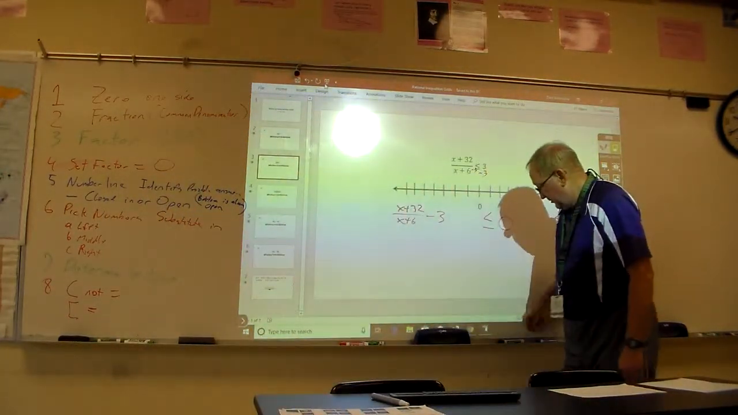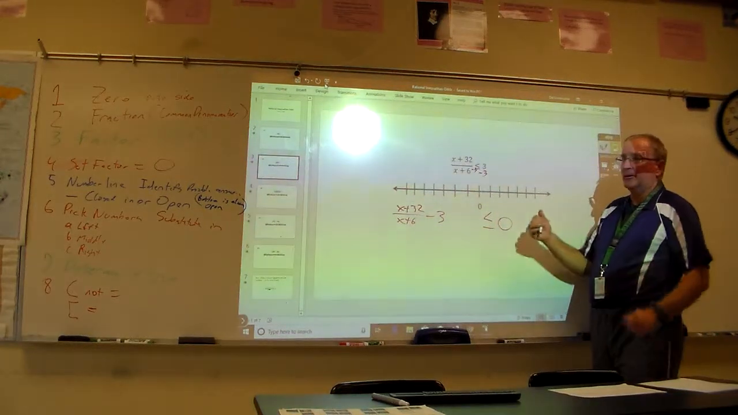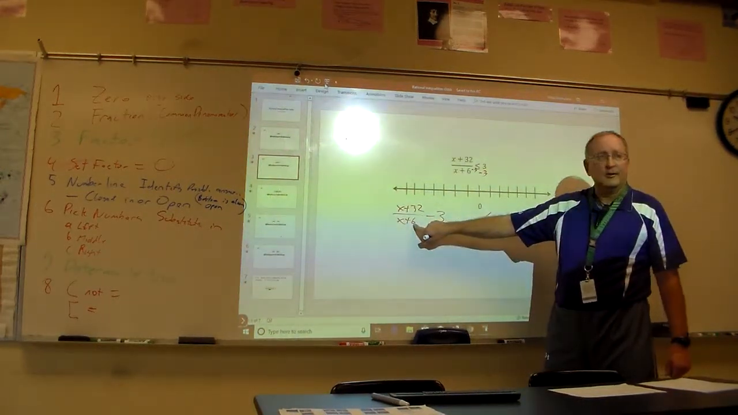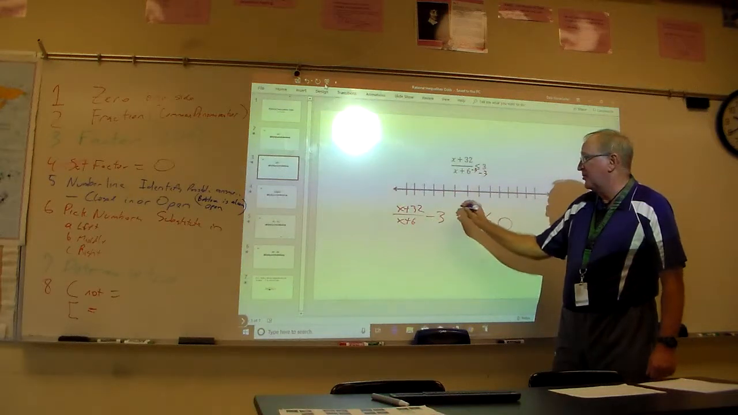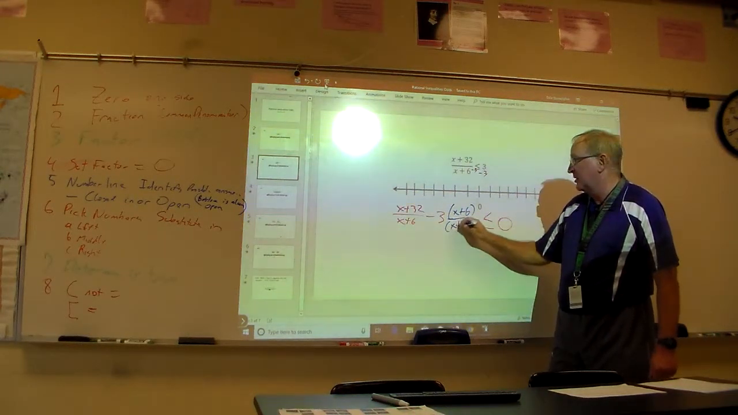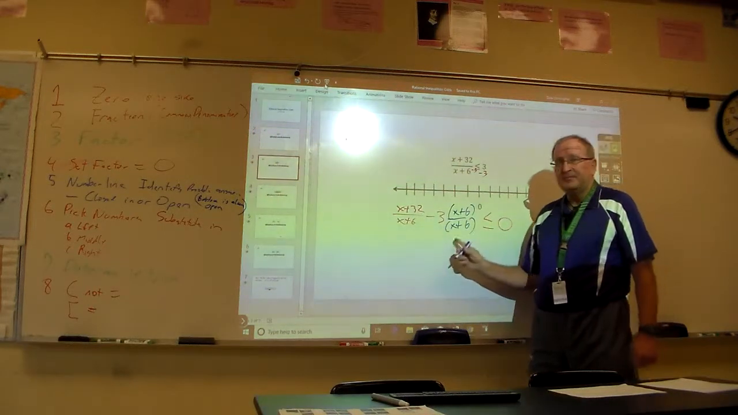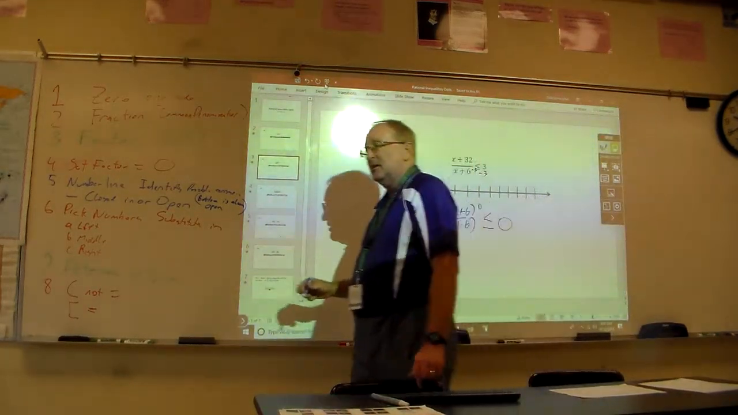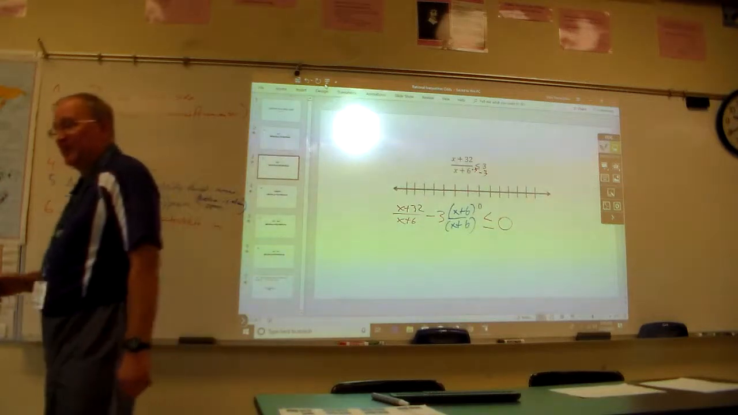Save a little space. Because guess what I need for a common denominator? What is the denominator down here? 6. So I need to multiply this by x plus 6 in the numerator, and x plus 6 on the denominator. I've got to multiply that one by x plus 6.